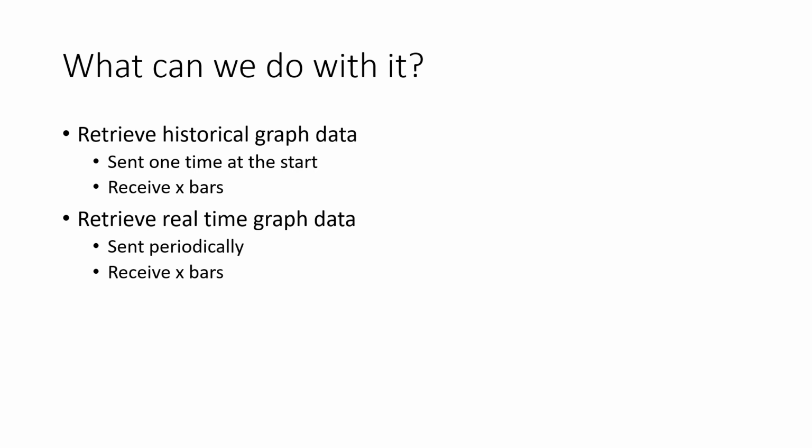So what can we do with it? We can retrieve historical graph data and we can retrieve real-time graph data. Historical graph data is sent one time at the start and we can receive X number of bars. The real-time graph data is sent periodically and we can receive an X number of bars for that as well. And we'll see how that works on the next slide.